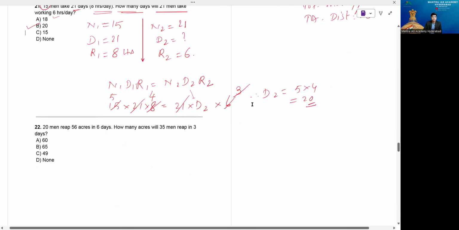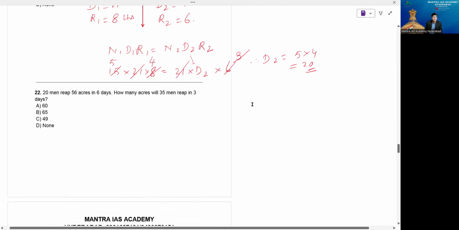Now problem number 22. 20 men reap 56 acres of land in 6 days. They're doing some field work here. How many days does it need now? In this case, 60 days for these 20 members. They'll finish the whole work in 66 days. Of course, the land area is 56 acres. That's called the total amount of work, which we measure as area. Therefore, 56 acres will be considered as W1.